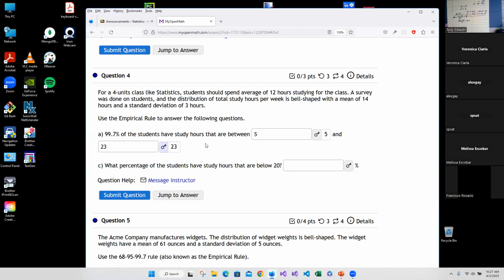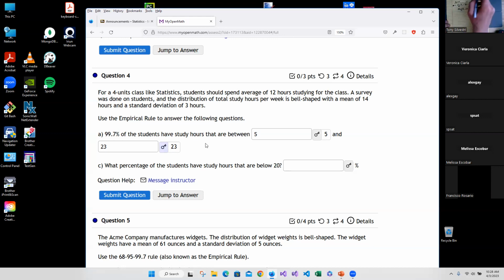That's the thing that we're going to talk about in the next homework assignment. The z-score is basically the number of standard deviations away you are from the average. We have 6 divided by 3, which is 2. It comes out nice and even. 2 means that we're working with the 95% range. So what percentage of the students have study hours that are below 20?